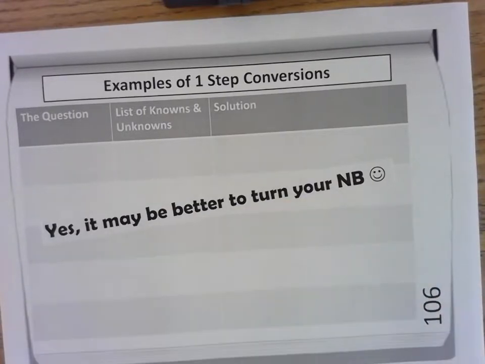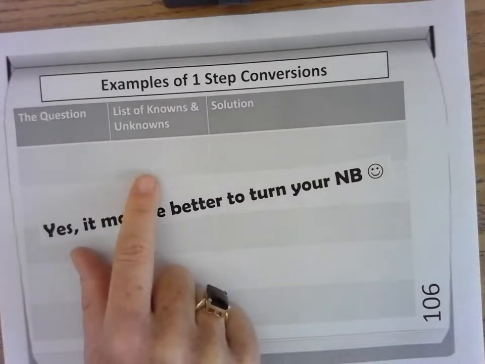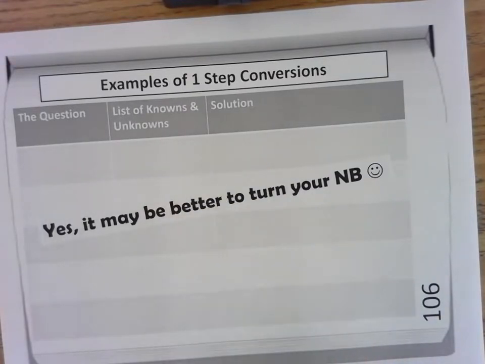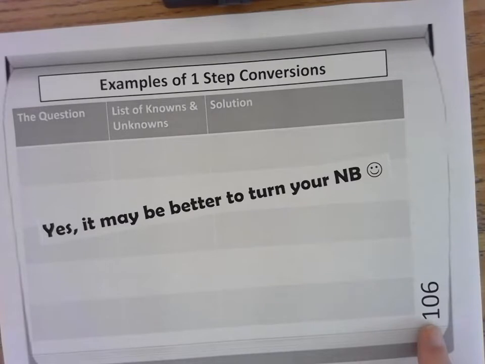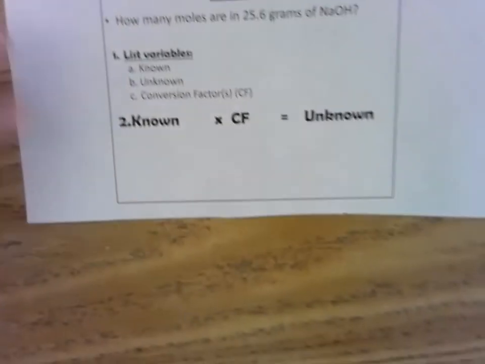I do want you to write the question. They're not very long. I'm giving you a space to list your knowns and unknowns. Please do that in this separate space, and then a space to set up the solution. So again, this is on page 106. And we're going to go through 5 examples for this. Alright, I have them here. So this is the first example, and I've got extra space in case we need it.